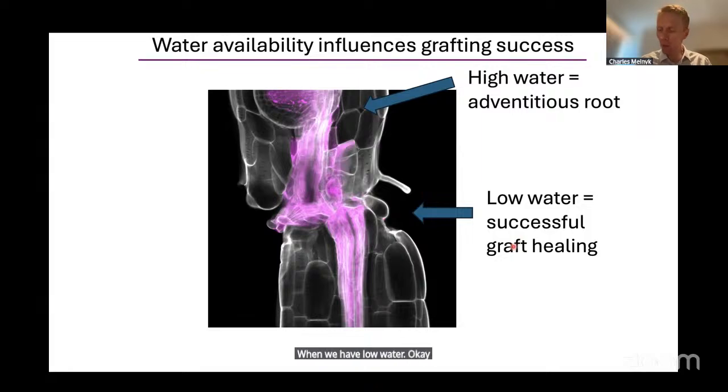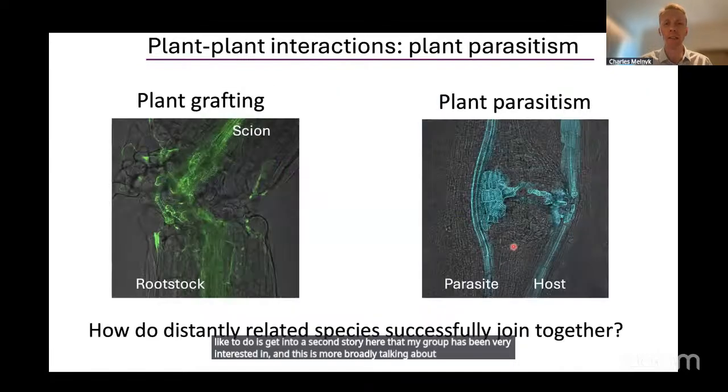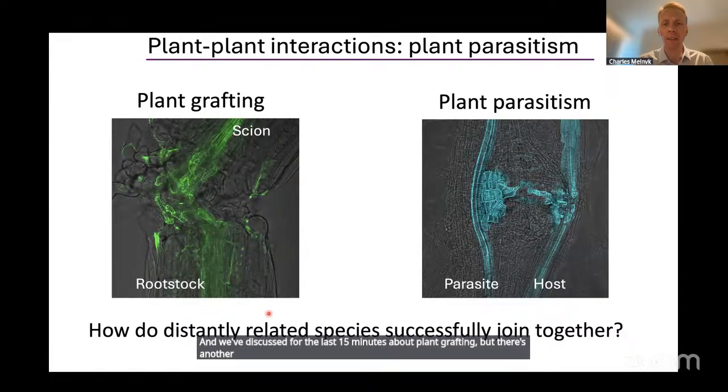Okay, so for the next part of the talk, I would like to get into a second story that my group has been very interested in, and this is more broadly about plant-plant interactions. We've discussed plant grafting for the last 15 minutes, but there's another phenomenon that is also developmentally very interesting, and that is the process of plant parasitism.